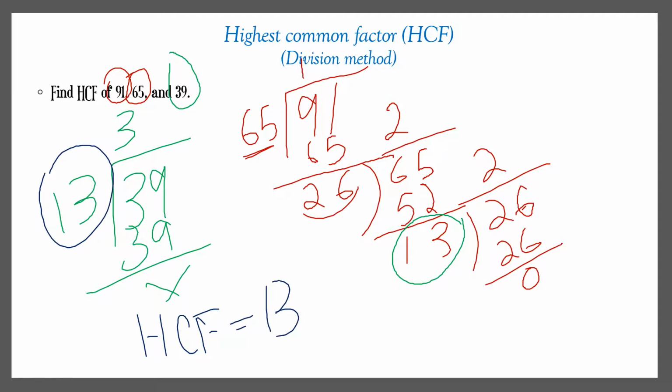So this is how we do the division method. We write the biggest number first and divide it with the smaller number. Then we continue till we get the remainder 0. Then the last divisor will divide the remaining number, which was 39 here. So when we get 0 remainder, the last divisor is the HCF of the given numbers.